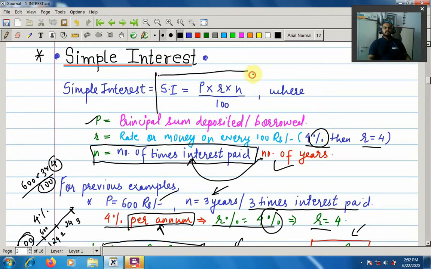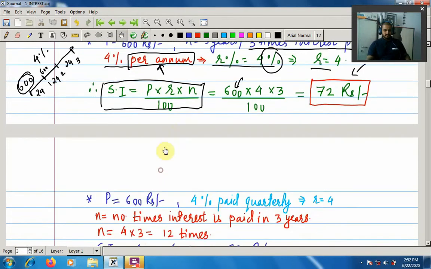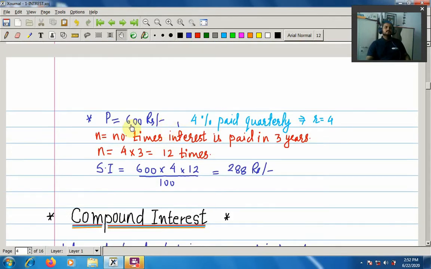This is a very basic formula which we have seen in 11th and 12th classes. Let's move further. One more explanation. Now my principal amount was 600 rupees.